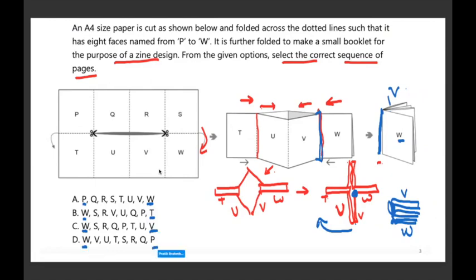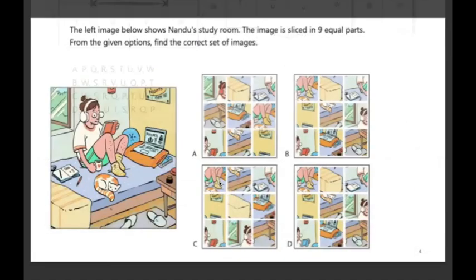Which obviously means there's just one option which starts with W and ends with V, which is option C, which happens to be our correct answer. Okay, we'll move to the next one.